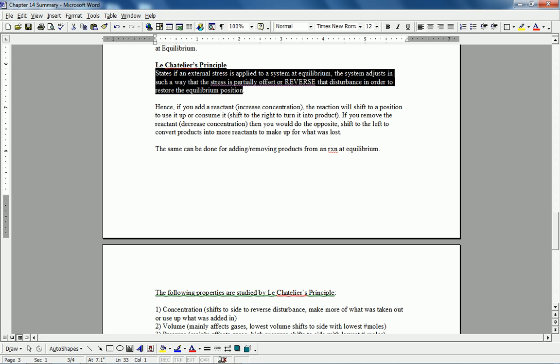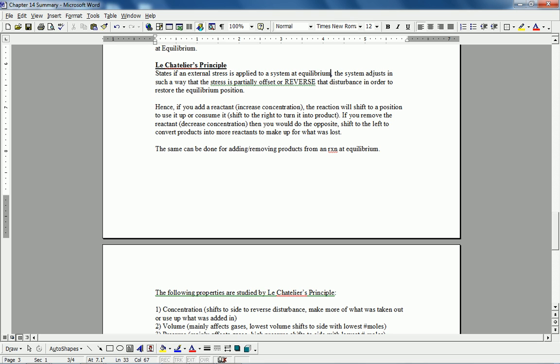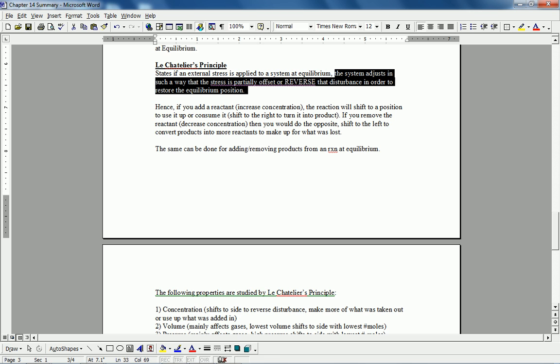means you're basically disturbing the equilibrium. So the system will make an adjustment. It will adjust itself in such a way to basically partially offset that stress or reverse it and restore itself to equilibrium. If you think about it, it's when you hit the brakes on your car and you lurch forward. Of course, first you go forward and then you go back once you've come to a full stop.